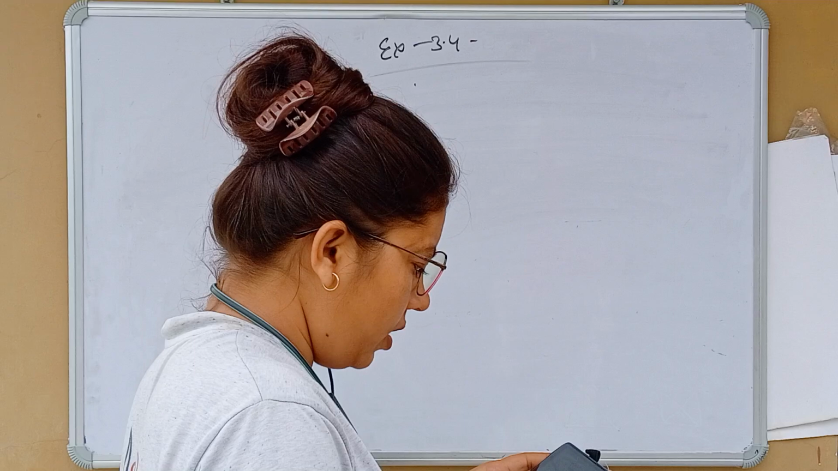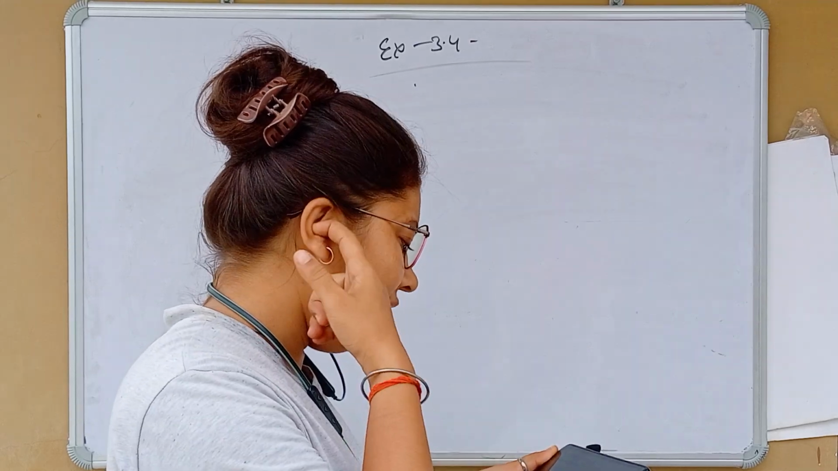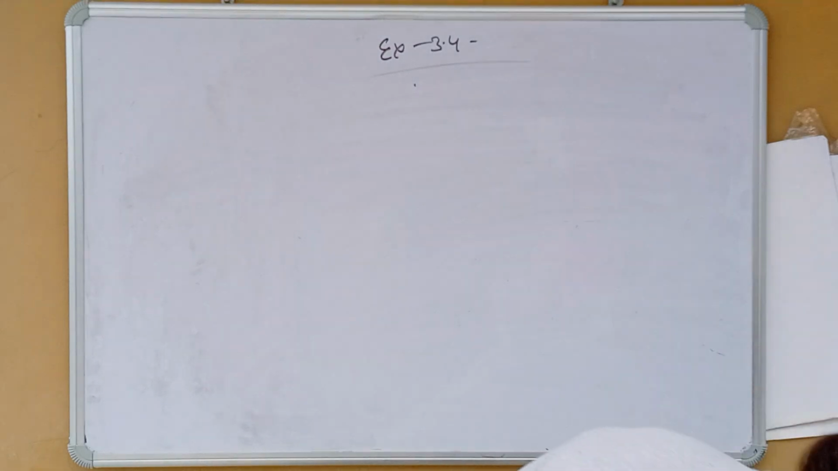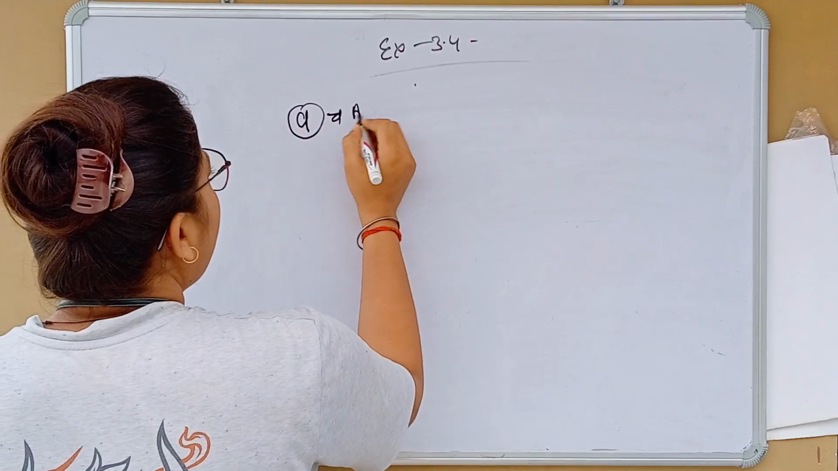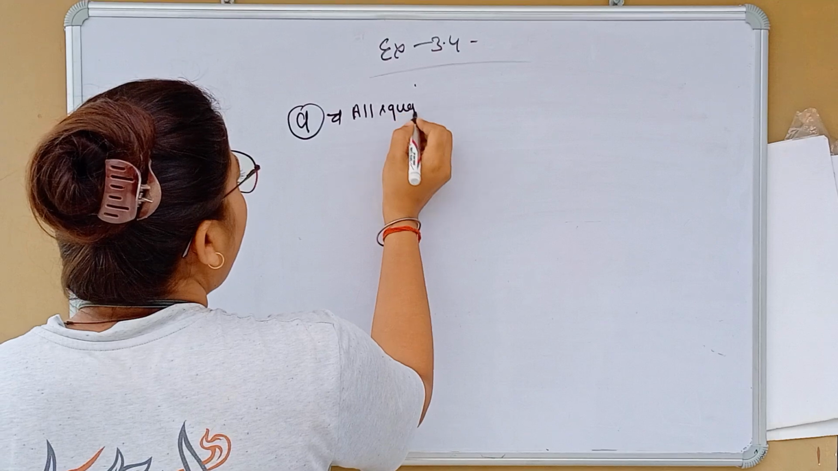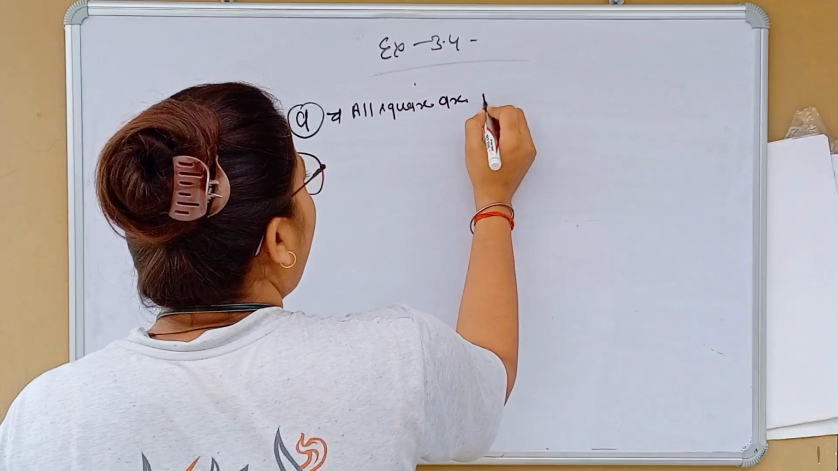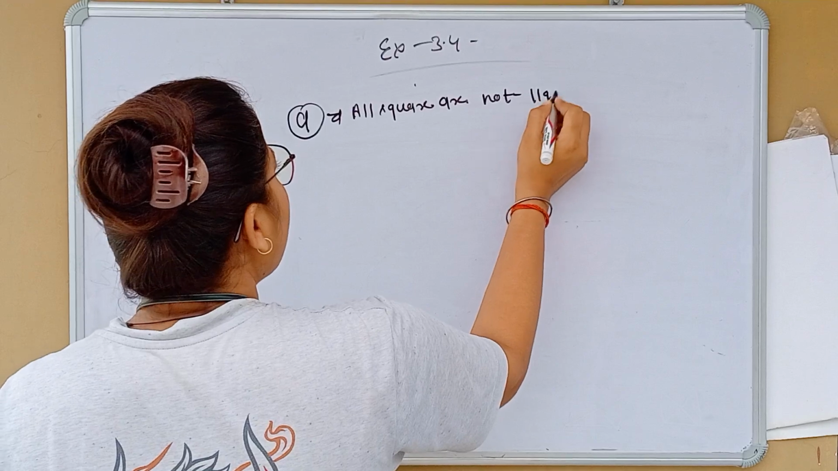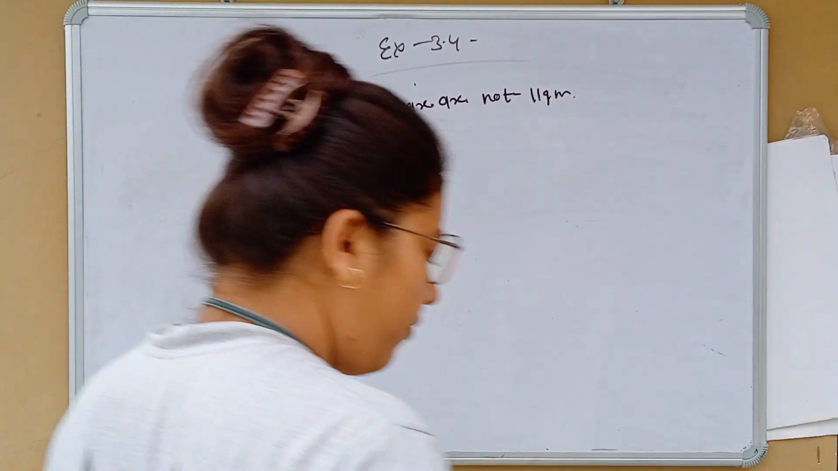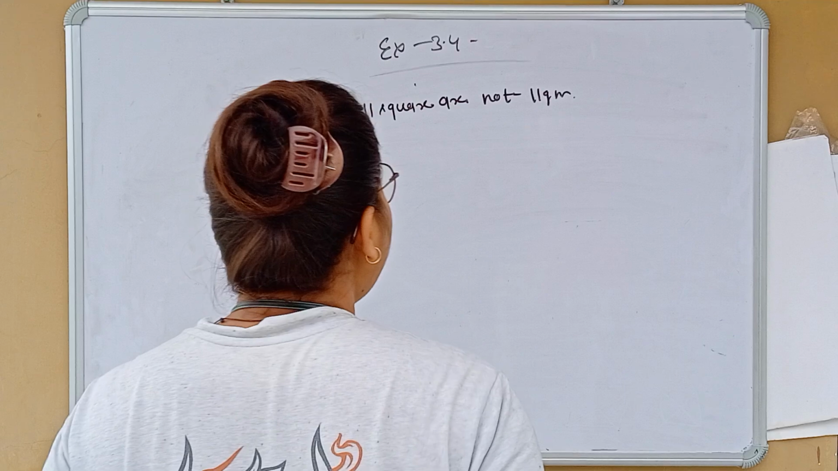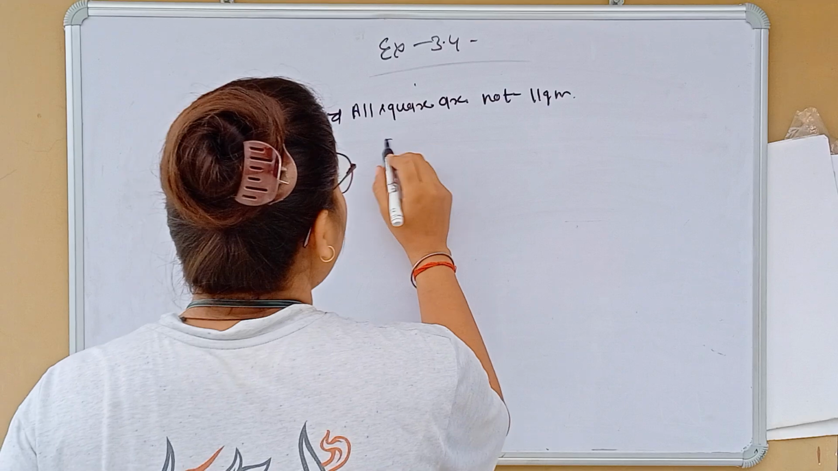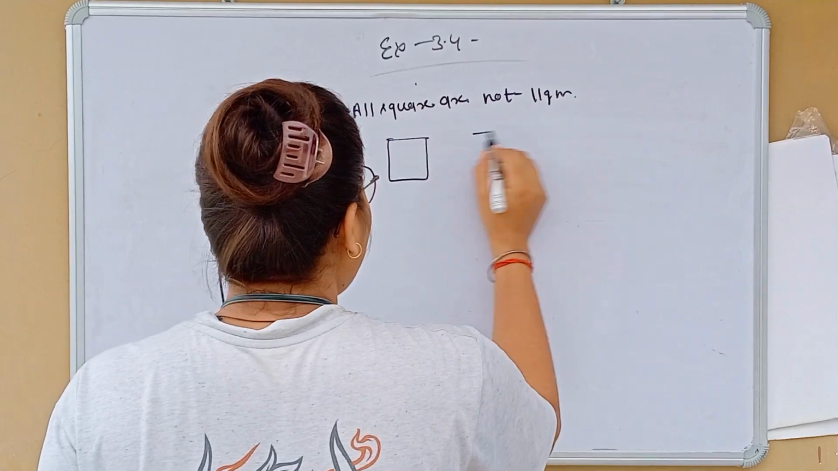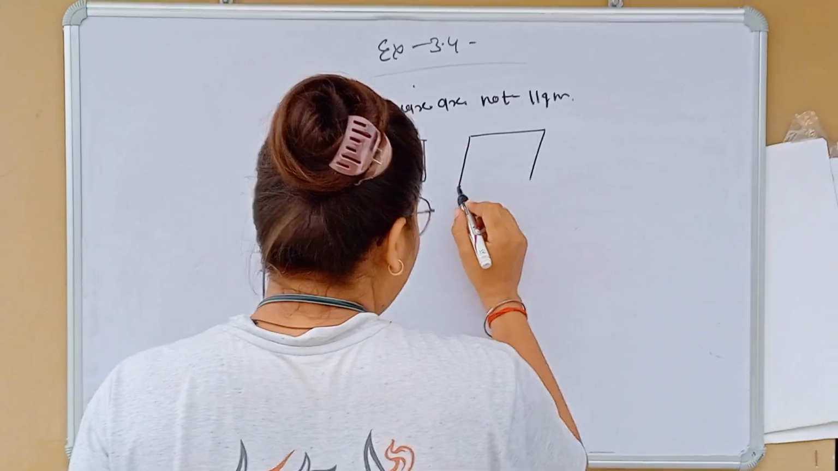Okay. So 3.4, question number D: all squares are not parallelograms. That is true or false? It says true or false. So what will we do first? To understand, we must make a figure. Doesn't matter whether you make it in your notebook or not, but you write the reason why it is true or why it is false.